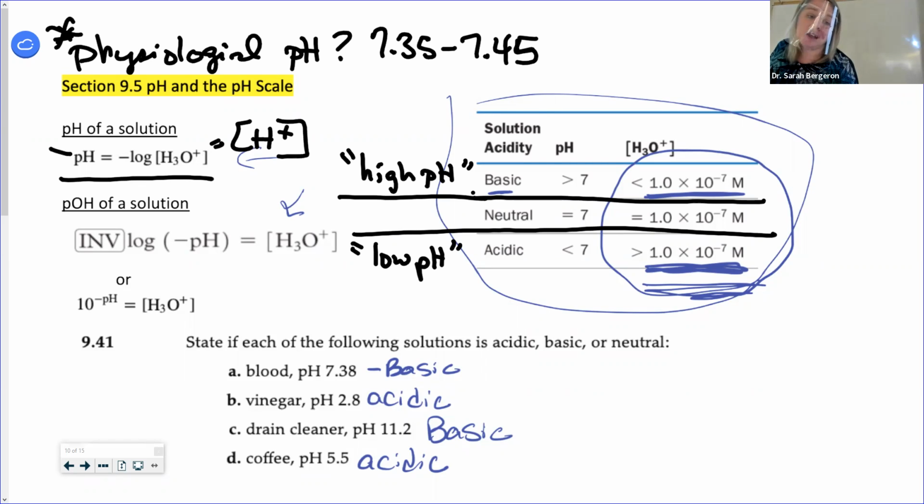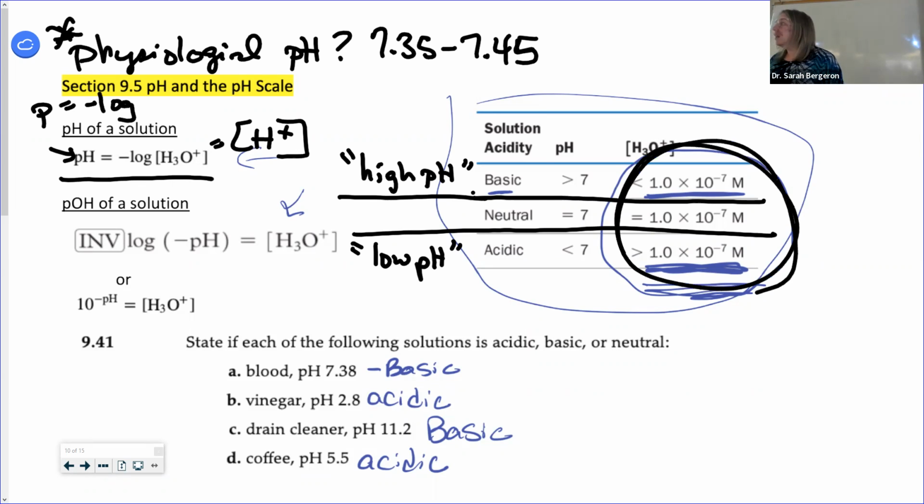The P stands for negative log. P is always equal to the negative log of whatever. So that's where we get our formula. The negative log of some concentration tells us the pH. The reason we invented the pH scale is because people had a really hard time looking at huge negative exponents. It just didn't make sense. So we converted it to a pH scale that's much easier to visually see and make decisions about.